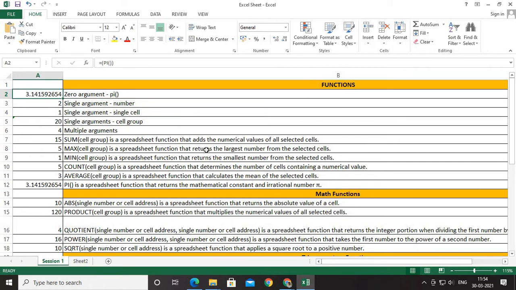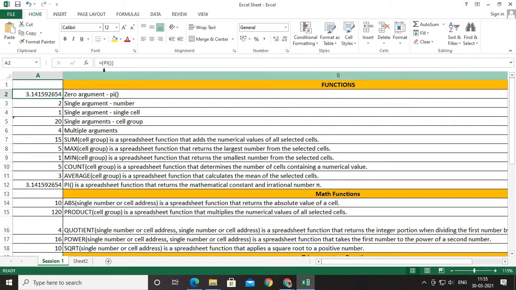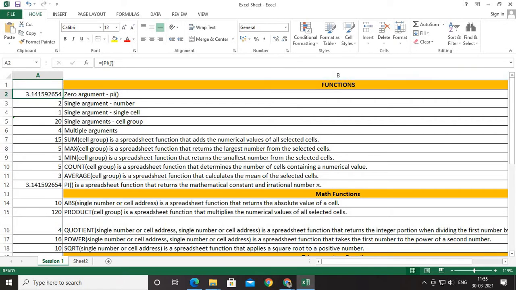What do you mean by zero argument? Very simple. I do not have to pass any number or any argument to the function. Like what I have done here, I have not passed anything here. You could see that here pi of no value is inside, and that's why it is called zero argument. When I do that, I get the result as 3.141592654, and that's the value for pi.